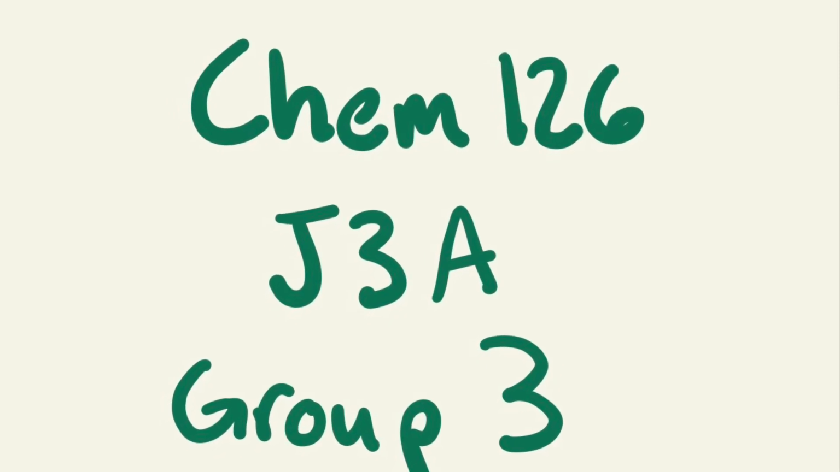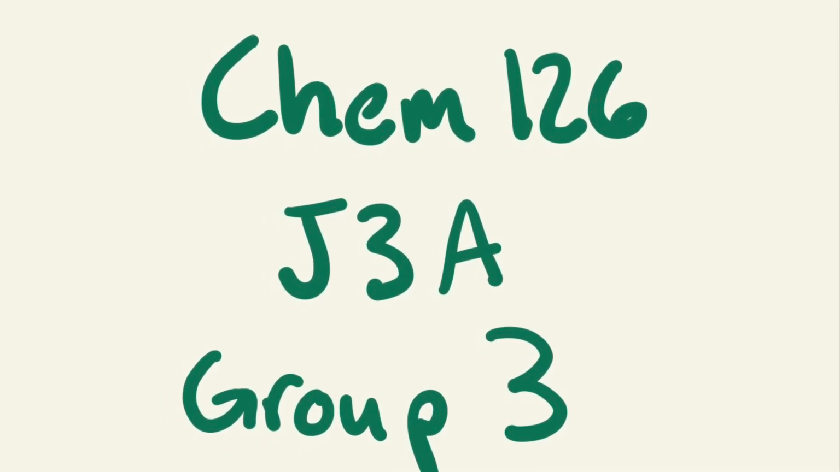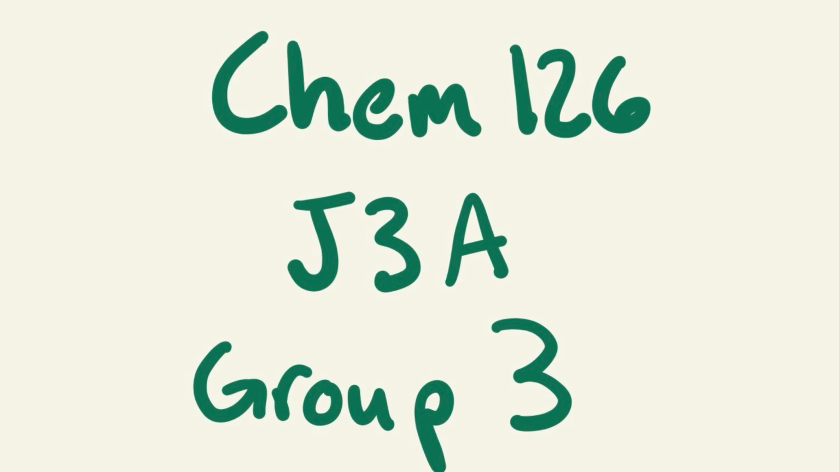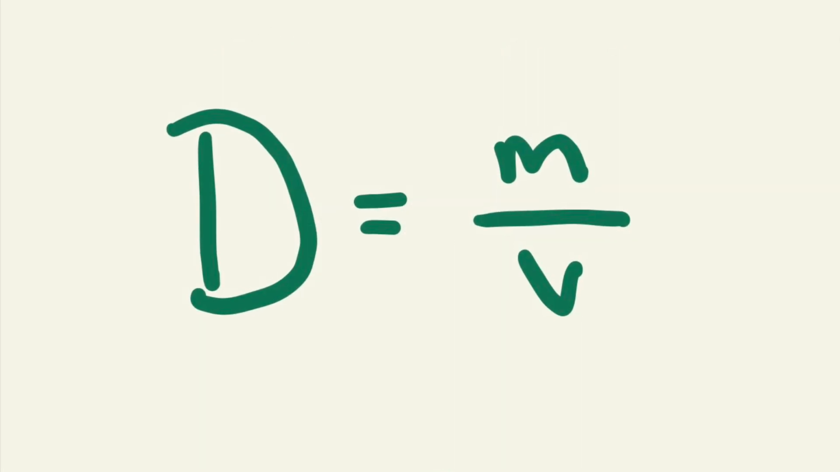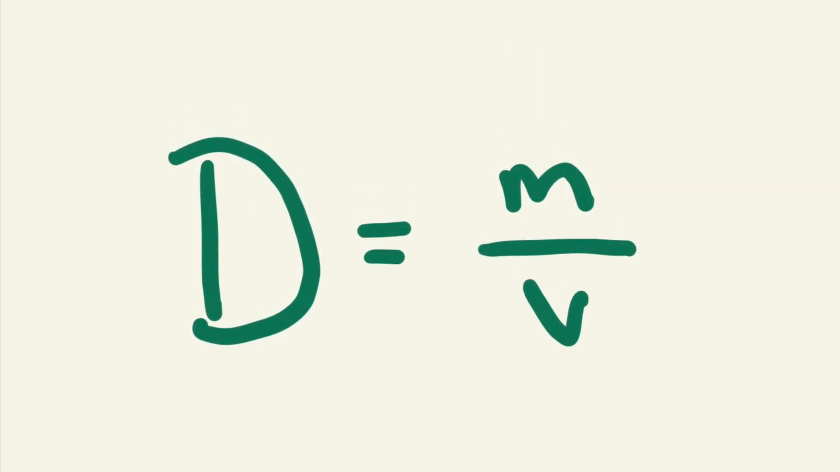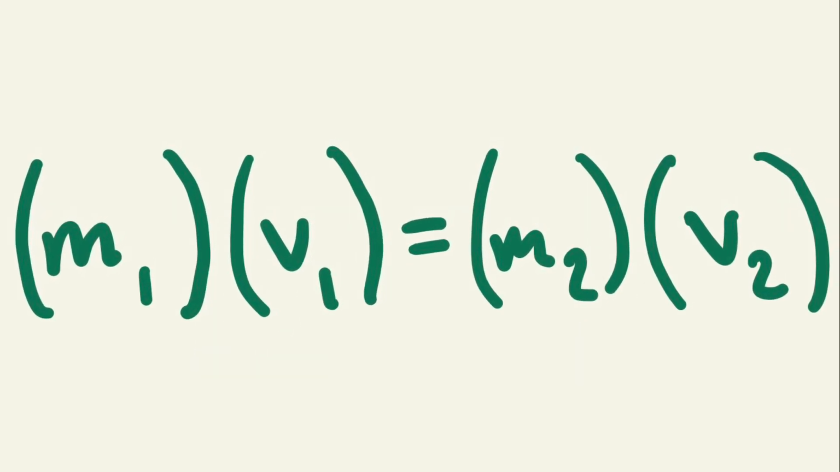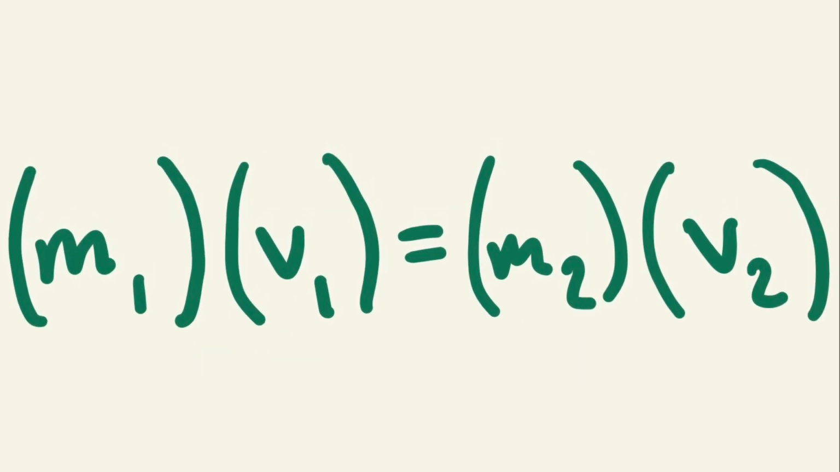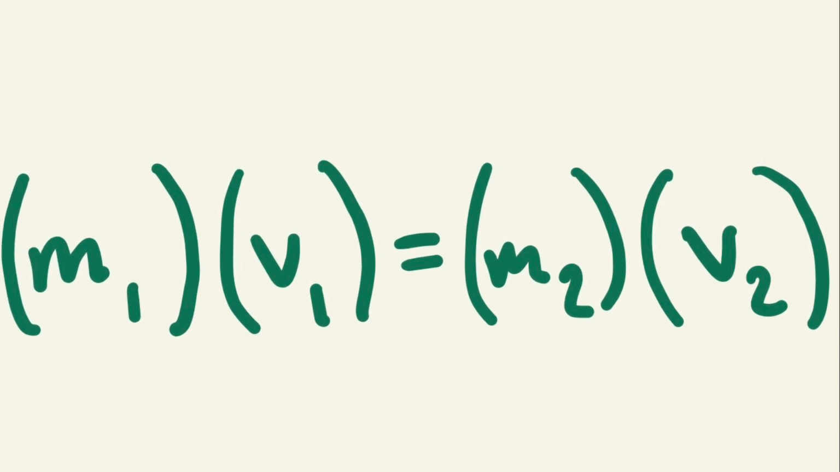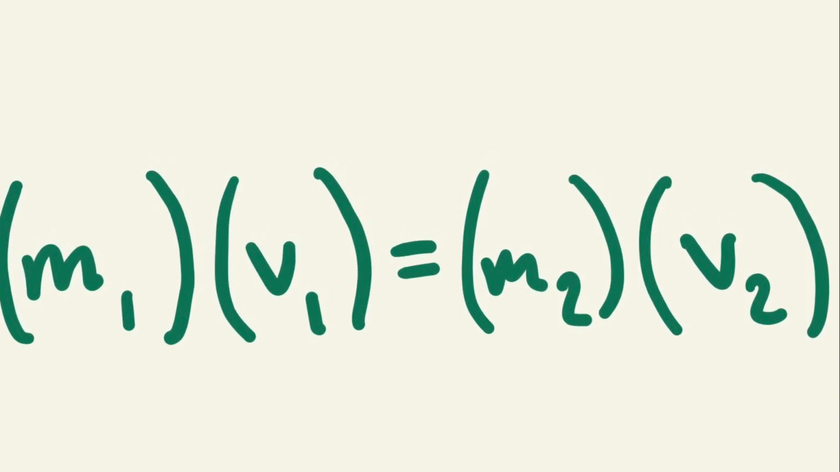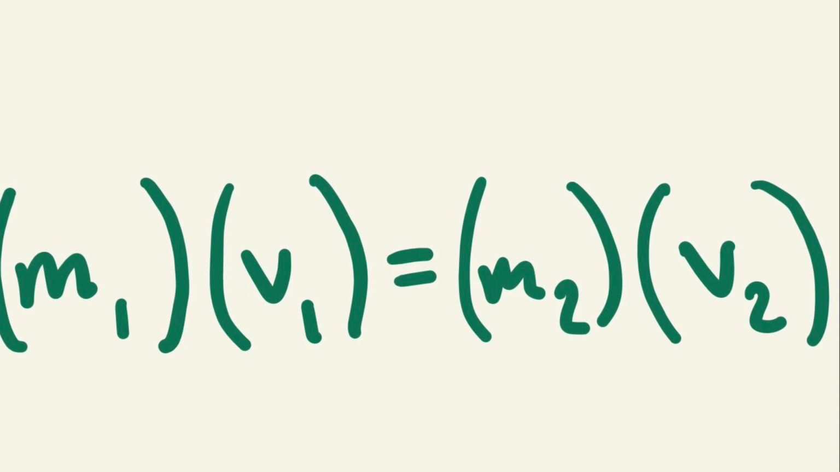Today we are doing a dilution lab where we calculate the density of various concentrations of a sugar stock solution using two equations. Density equals mass divided by volume, and concentration or molarity 1 times volume 1 equals molarity 2 times volume 2. This equation represents the inverse relationship between adding solvent to a solution and its concentration.